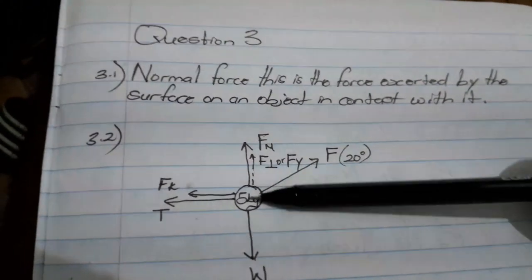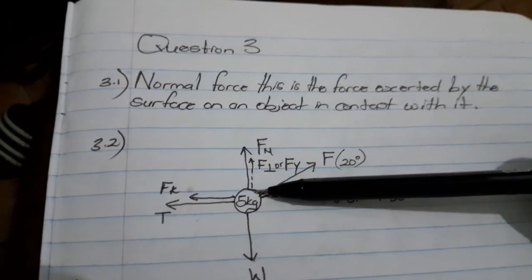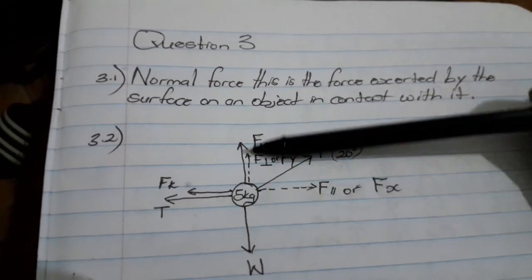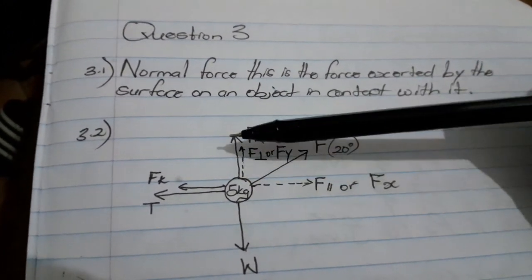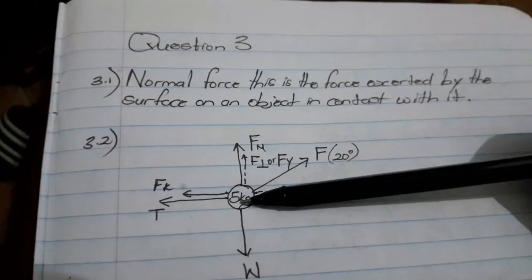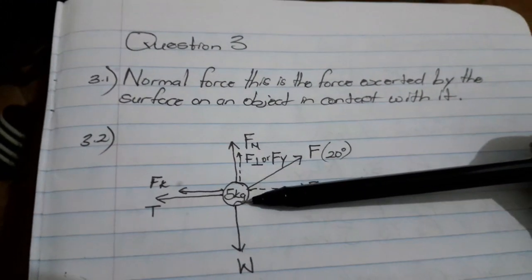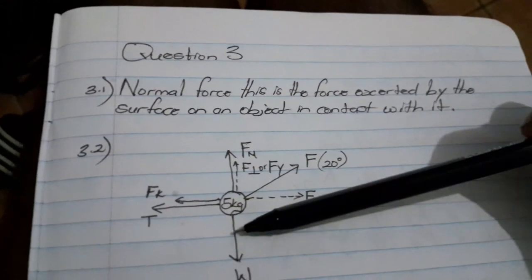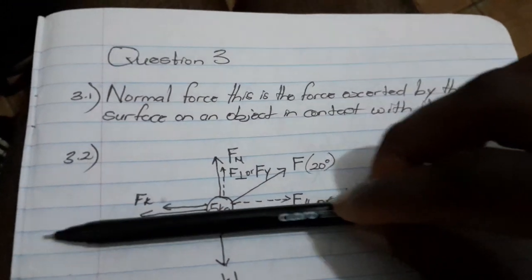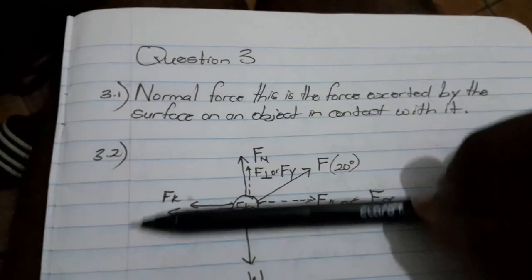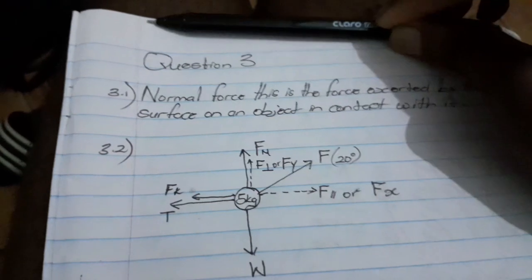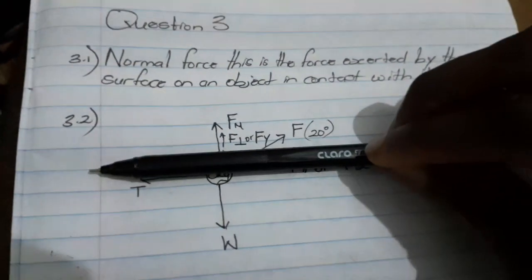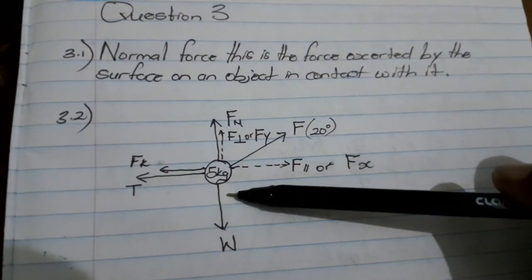Next, we have our normal force. Normal force is the force exerted by the surface. So this force will always act upwards. Then we have our weight. Our weight will always act in the opposite direction of our normal force. It all depends on the position of the surface. This surface is horizontally straight, meaning the normal force will act vertically upwards, while our weight will act vertically downwards. So this is our weight right over here.